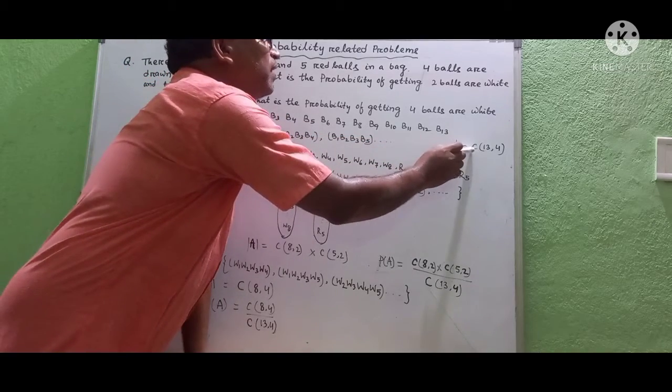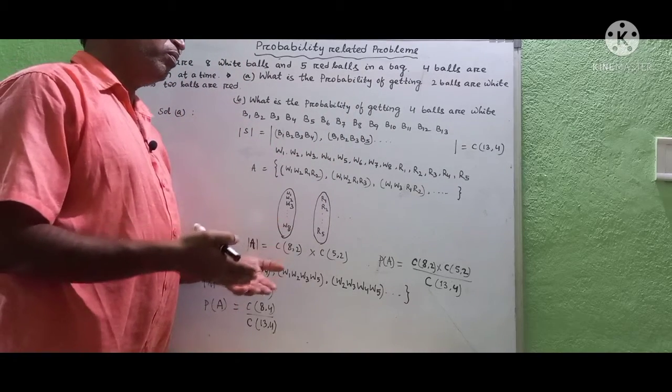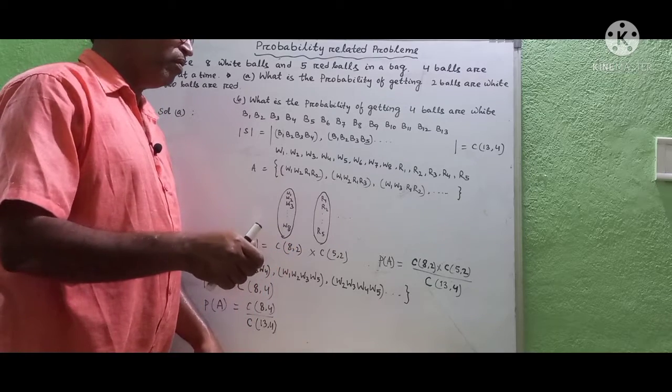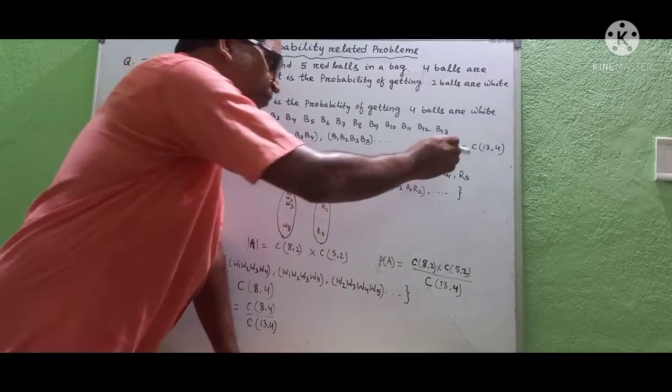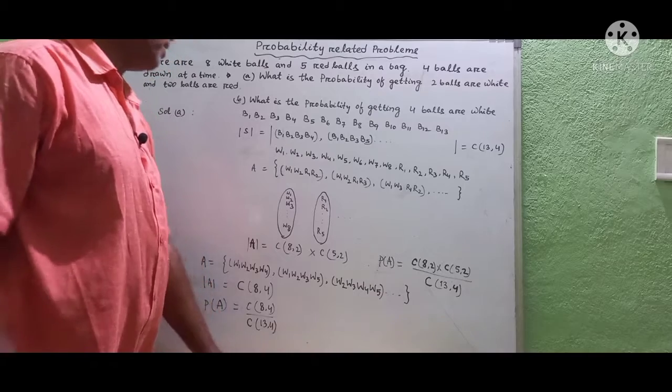So the cardinality of S will be equal to C13,4. That means you will have to make groups taking 4 balls out of 13. That is why I have used the concept of combination, C13,4.